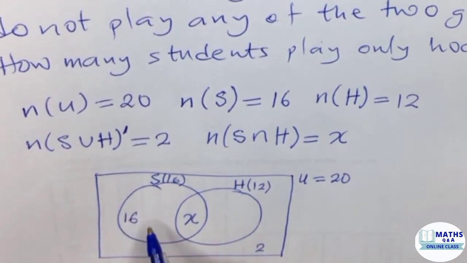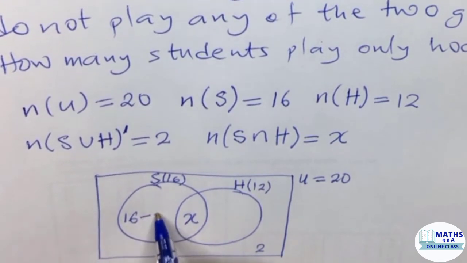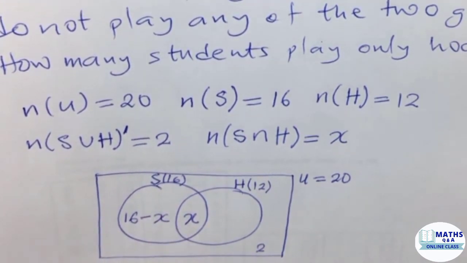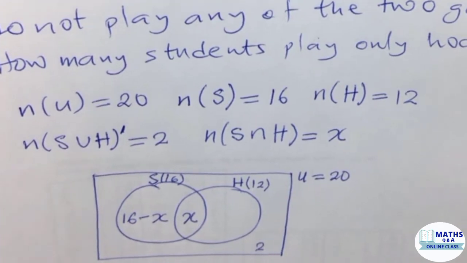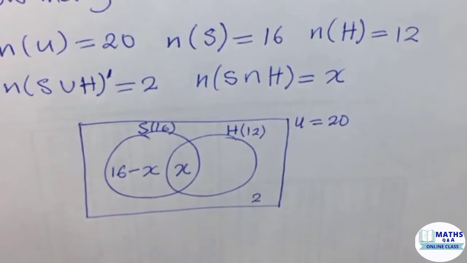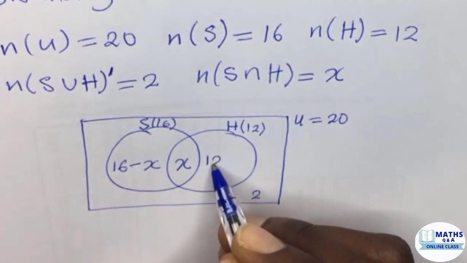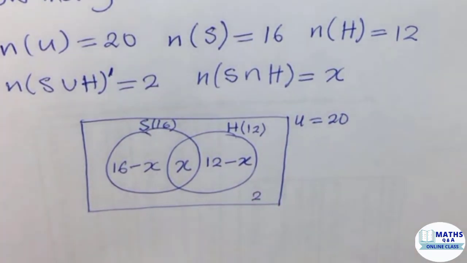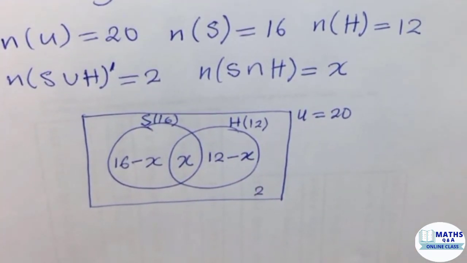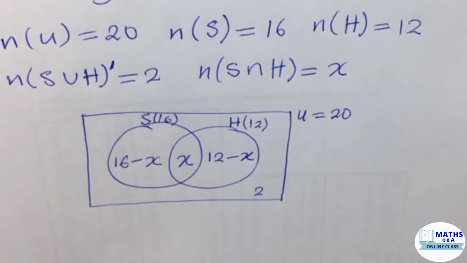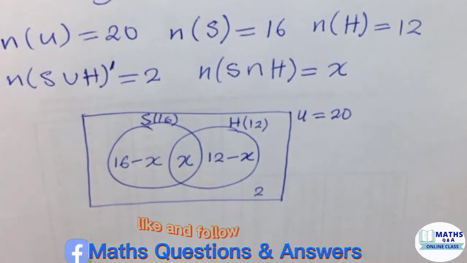In order for us to be able to find the students who play soccer only, we will subtract the students who play both games from the number of students who play soccer only. The same thing will apply to hockey only. Now the next thing that we have to do in this question is to find the number of students who play all the 2 games. So what we are going to do here is we're going to sum everything in the universal set. We will sum various regions in the universal set, then equate it to 20. That is the total number of students.